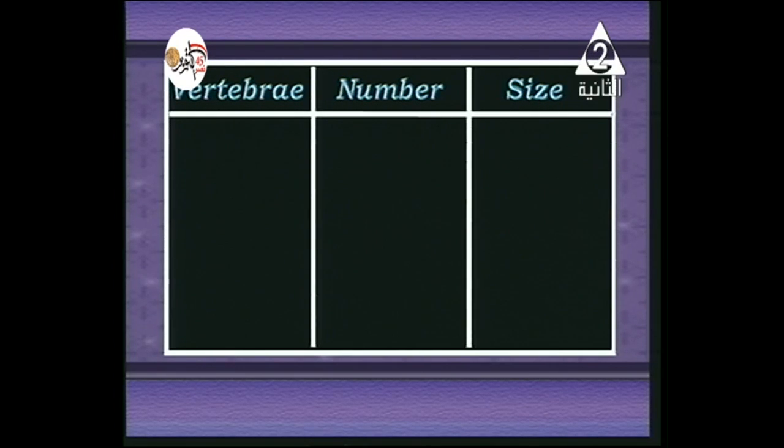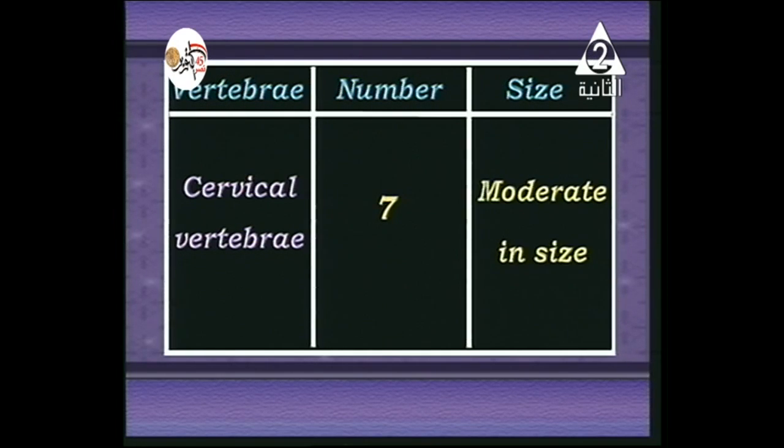Well, we have 4 different types. Again, how many types do we have? 4 different types. Cervical, they are 7. They are moderate in size, not very big or very small, but medium in size. They are called cervical vertebrae. And by the way, we arrange the types of vertebrae from up to down, from superior to inferior in your body, I mean from the skull to the end of the vertebral column.